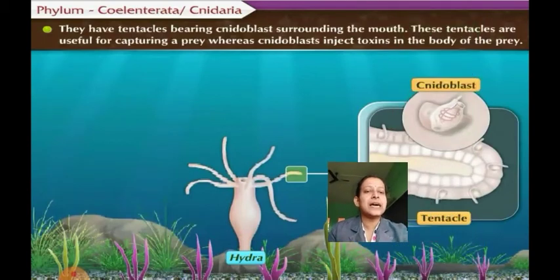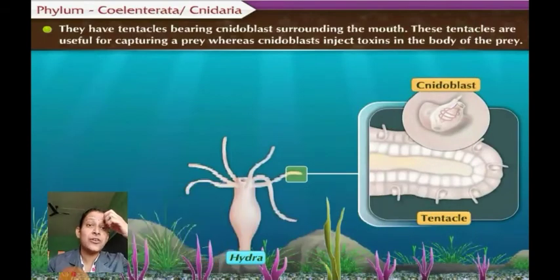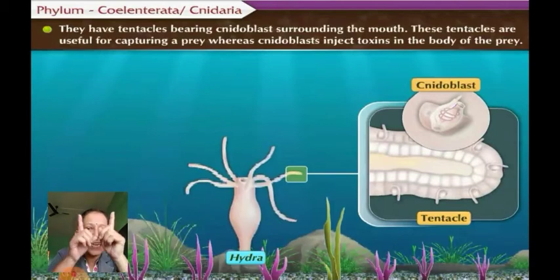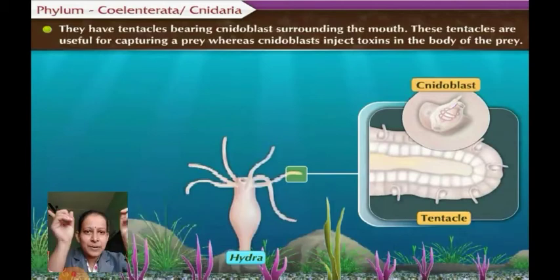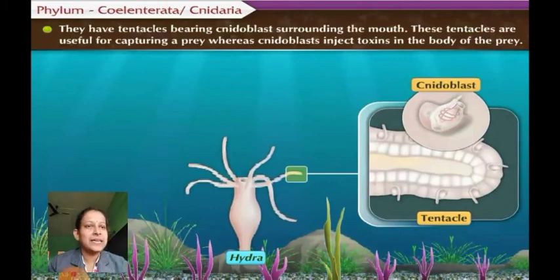Now how is the other structure of it? It consists of tentacles. Tentacles means something coming out like this. So you can see the diagram of the tentacles which are coming out like this. They are called tentacles, and there is a special structure called a cnidoblast. From this cnidoblast only they have got the name Cnidaria. This cnidoblast is surrounding the mouth. You can see the mouth is there and the cnidoblast is surrounding it. So from this cnidoblast, tentacles are coming. What are the functions of these tentacles and cnidoblast?